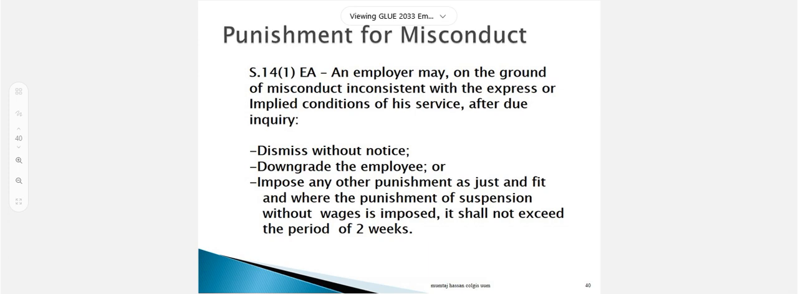Okay, about the punishment. So when the employer has conducted a domestic inquiry, the employer can choose any of the punishments here. Okay, so the punishment is dismiss without notice, downgrade the employee, or impose any other punishment as just and fit, and where the punishment of suspension without wages is imposed, it shall not exceed a period of 2 weeks. So the employer can choose any of the three punishments. So you can dismiss, you can downgrade, or you can impose any punishment. So if you want to impose punishment, which is like suspension of wages, you must make sure that you give them at least 2 weeks of the salary.